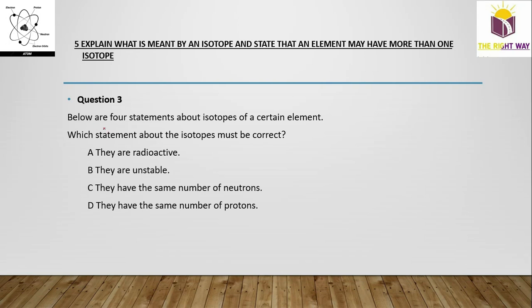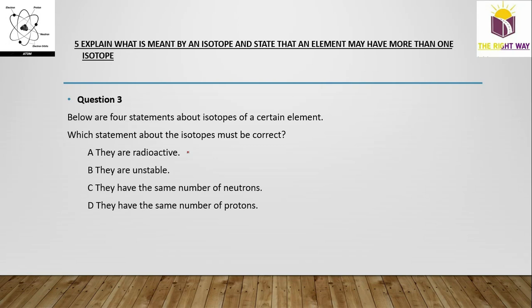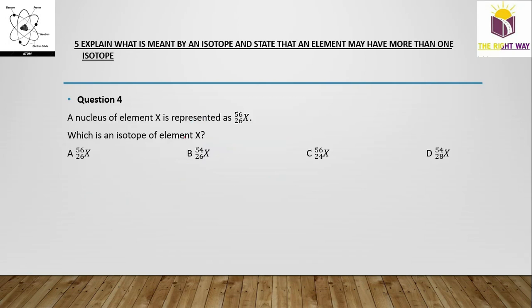Question number 3. Below are four statements about isotopes of a certain element. Which statement about the isotopes must be correct? They are radioactive, not necessary. They are unstable, not necessary. They have the same number of neutrons? No, they have different numbers of neutrons. They have the same number of protons. This statement is correct. Must be correct means always correct. So they have the same number of protons.